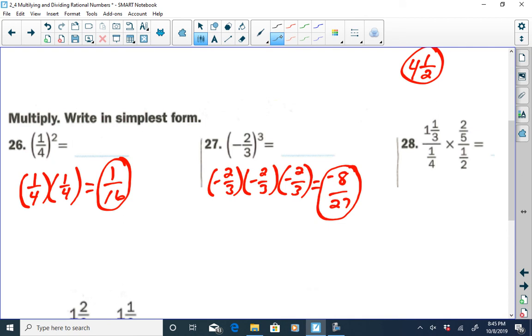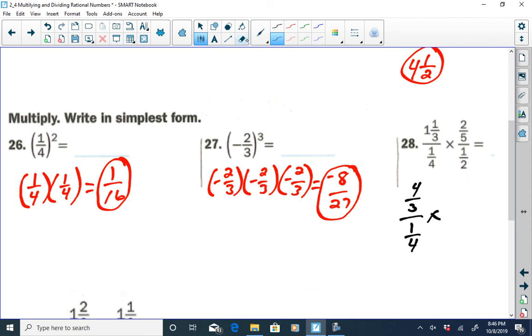Alright. Next example, we have some complex fractions. That's when we have fractions in the numerator and/or the denominator. So we want to start by simplifying each side first. 3 times 1 is 3. 3 times 1 is 3, plus 1 is 4. So that's going to be 4 thirds over 1 over 4. And that's going to be times the 2/5.